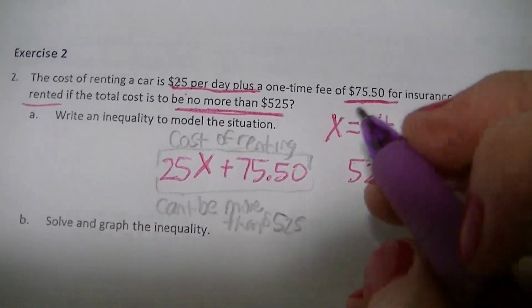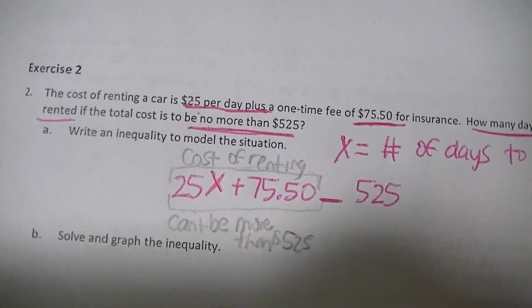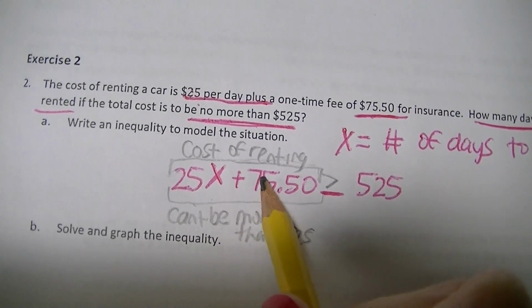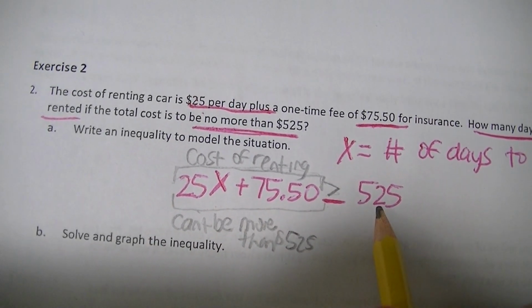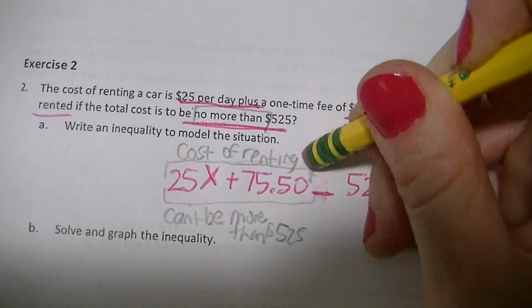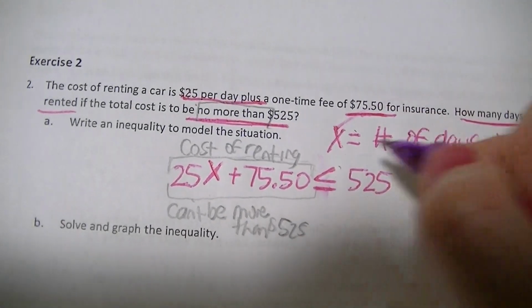Okay, so could it equal exactly $525? Yeah, but it can't be more than that. So if I put it this way, it shows the cost of renting is more than or equal to $525. Nope, because we want it to be no more than $525. So you want to use a less than or equal to symbol, okay?